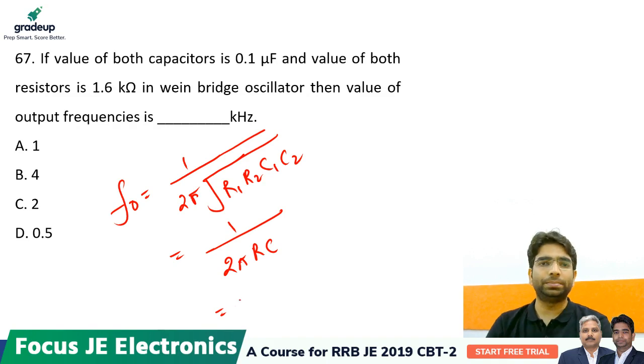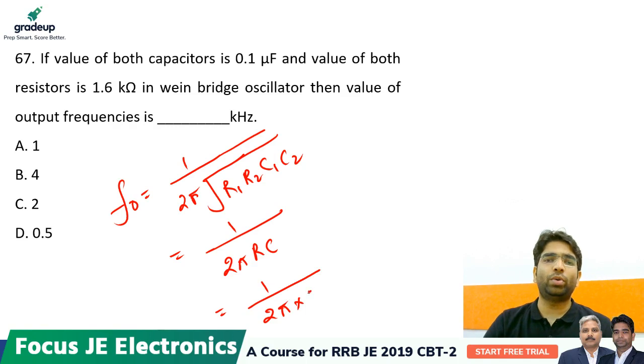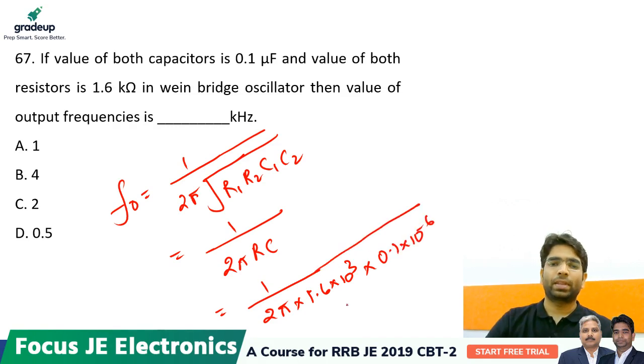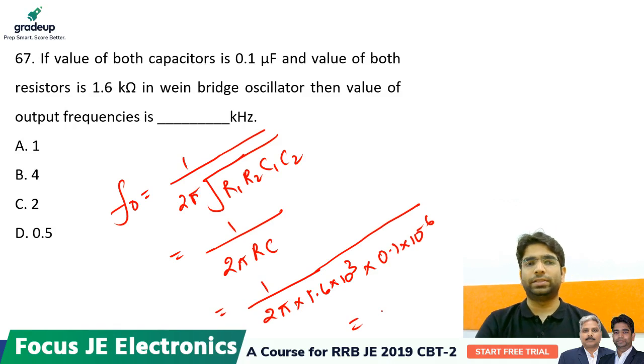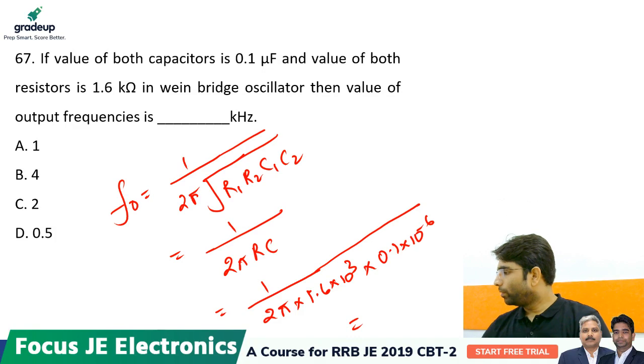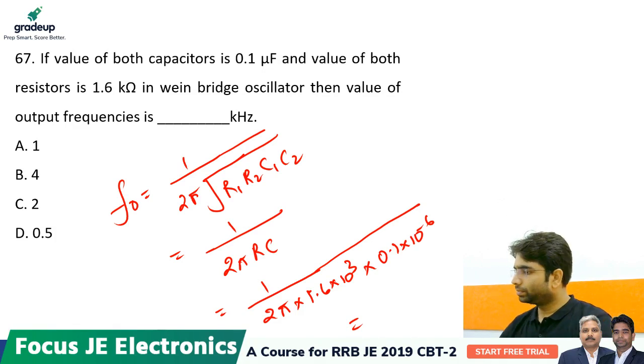the square root we will remove. It will be 1 by 2 pi into R value 1.6 into 10 raised to the power 3 into 0.1 into 10 raised to the power minus 6. Solve and get the answer. What will be its value? B.